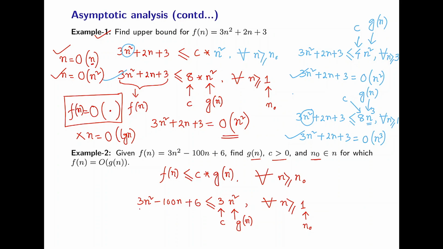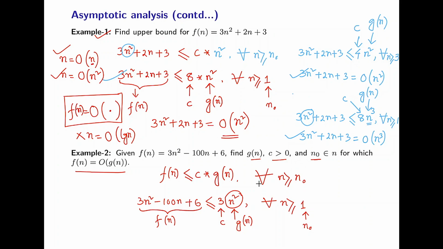So this is our f(n), right? So f(n) is less or equal than c into g(n) for all values of n greater than or equal to some value n naught, we found 1. So we can write that f(n) is equal to big O of g(n), right? If this equation is true, then we will find the value of g(n), c, and n naught. You see, g(n) is what? n square. What is the value of c? 3, that is greater than 0, yes. And what is the value of n naught? n naught is 1.